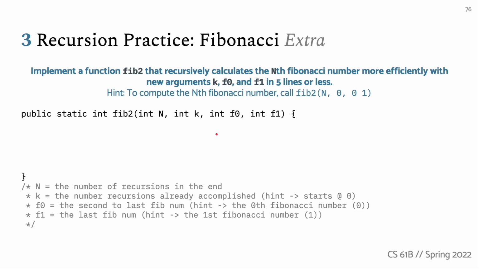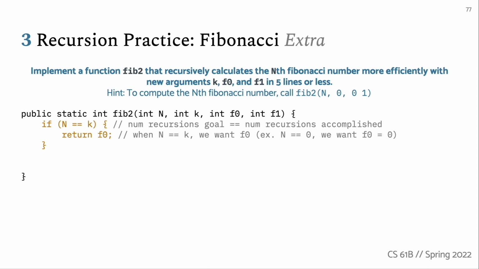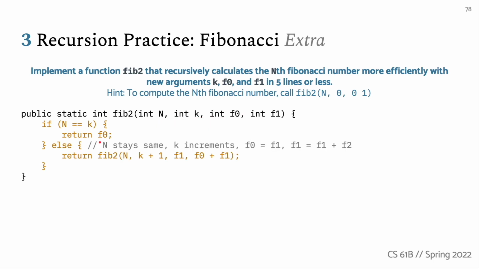First, let's write the base case. So here we want to stop once k is equal to n, once we've calculated k Fibonacci numbers. So the number of recursions goal has to be equal to the number of recursions accomplished. The reason we return f0 is because when n is 0, we want it to return f0. So it's important that we're returning f0 generally. And then we have the recursive call.